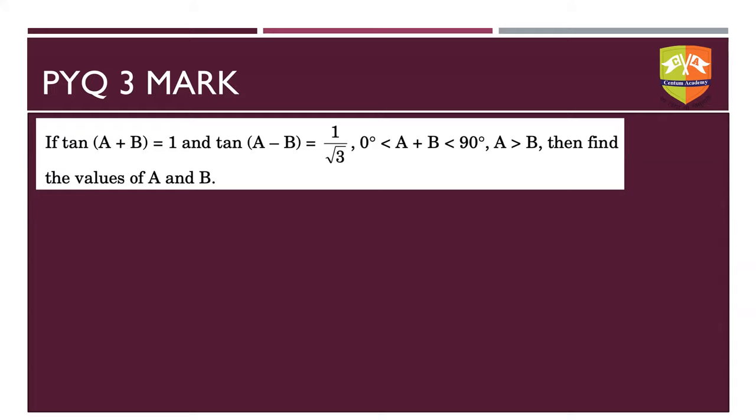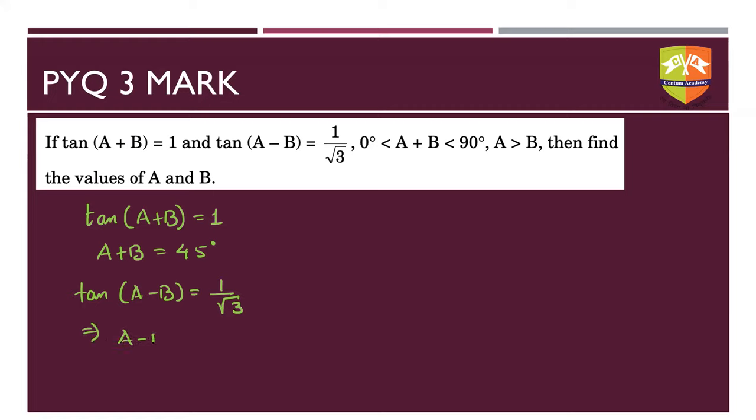Finished? Done, sir. A is greater than B, then find the values of A and B. 75 by 2, 105 by 2. Okay. So tan of A plus B is 1, so how would I solve it? A plus B is 45 degrees, correct? And tan of A minus B is equal to 1 upon root 3. That means A minus B is 30 degrees. Okay, this is equation number 1.